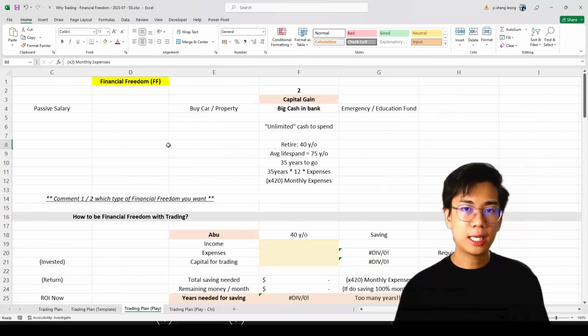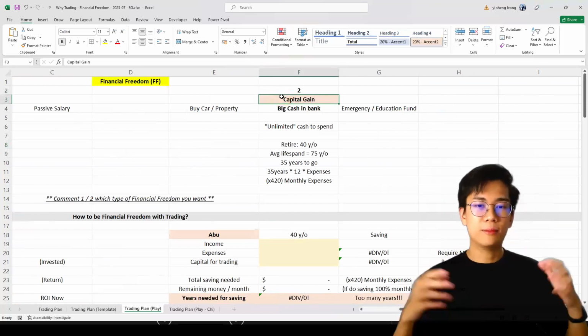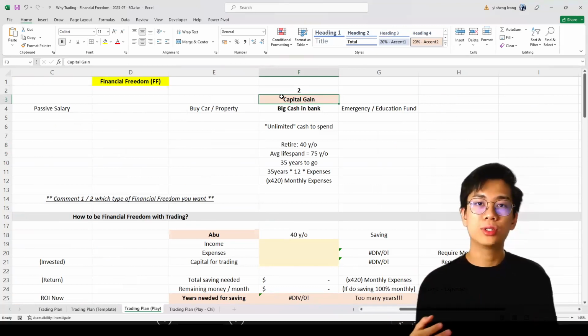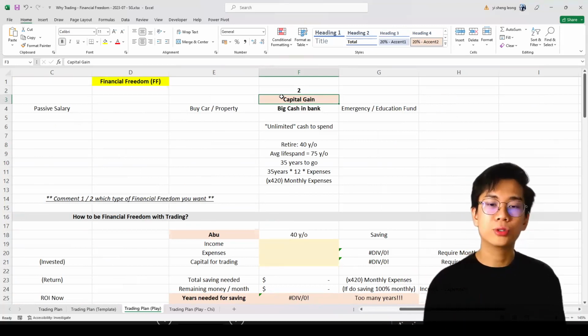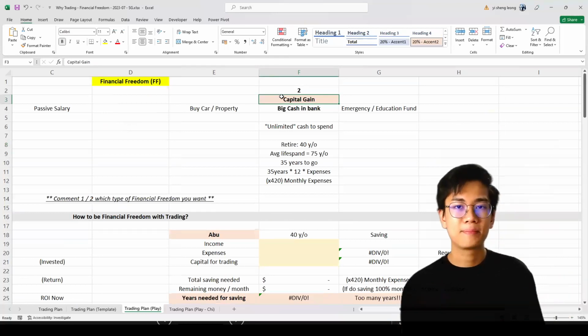And next thing, move on to capital gains. Capital gain is whereby you would like to have a huge amount of cash in the bank to buy properties, to buy cars, or to save as an emergency fund for your children. The way people say it, unlimited cash to spend.